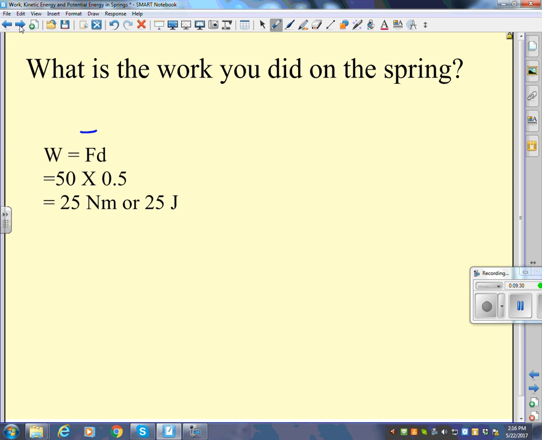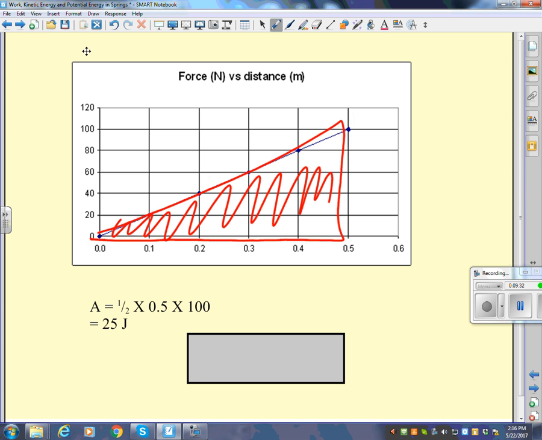And if you stop and think about it, if this is, say, the initial force and this is the final force, the average is just right down the middle here. Isn't it, right? So we're just flattening out that triangle, making it into a rectangle, finding the average.